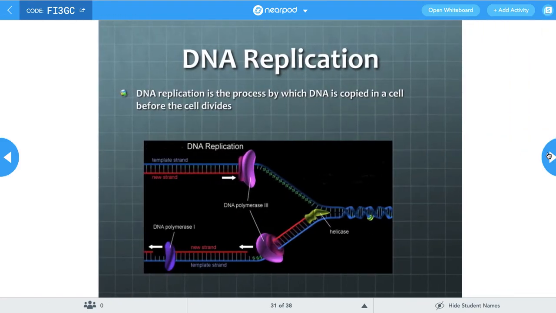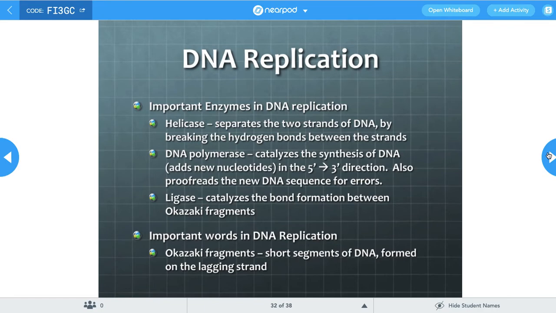So DNA replication is the process by which DNA is copied in a cell before the cell divides. Some important enzymes to look at in DNA replication start with helicase. Helicase separates the two strands of DNA by breaking the hydrogen bonds between the strands. Anytime you see an opening within DNA, it's usually due to helicase breaking those hydrogen bonds.